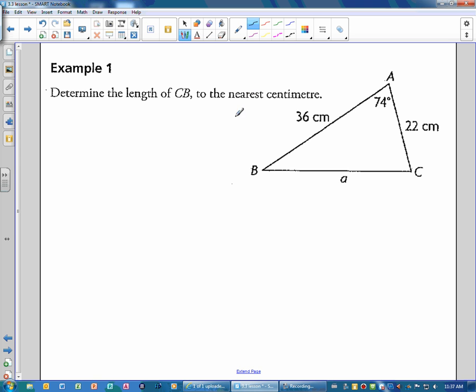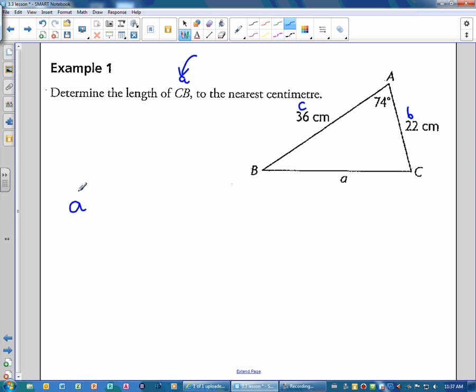Okay, so example, I'm not a fan of black, let's get blue. Determine the length of CB to the nearest centimeter. All right, so notice they're using two capital letters, CB, but CB is also known as small side A. So it's asking me to find A. So cosine law then needs to be set up for A. I've got B, over here is small side B, right here. And if this is angle C, this would be small side C. So because it's asking for A, set cosine law up for A.